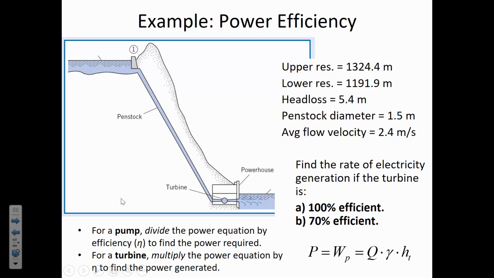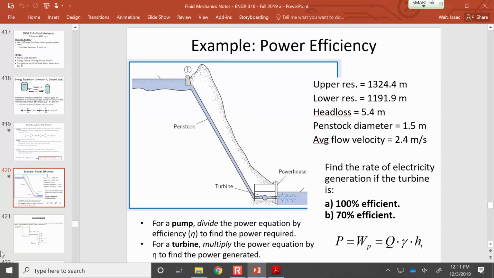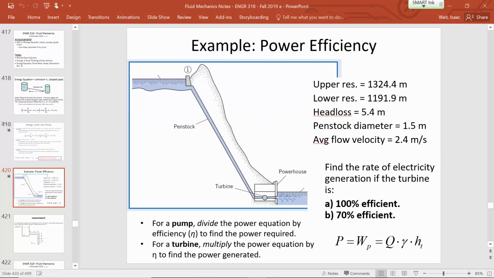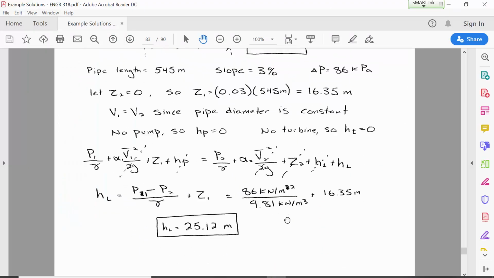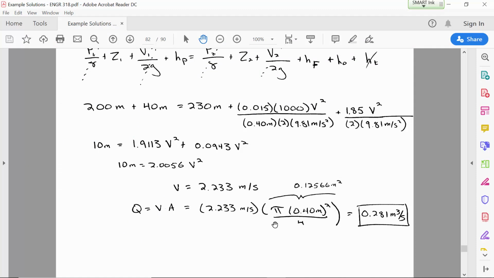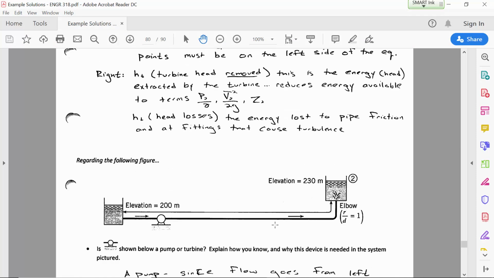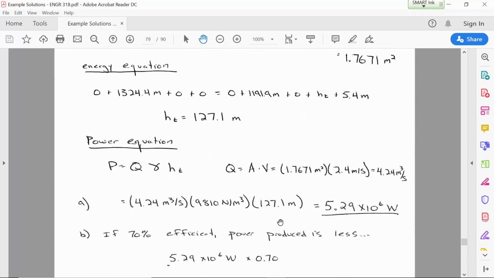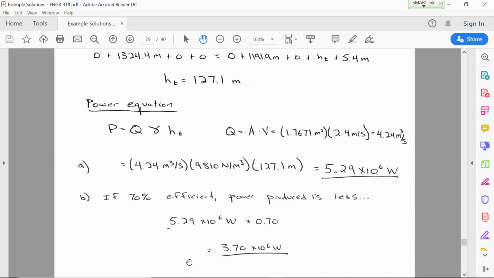So in this case, for the 70% efficient, let me just show you the calculations for that one. All right, 70% efficient, you just multiply the 5.29 megawatts by 0.7, so it would be 3.7 times 10 to the 6th watts is available if it's 70% efficient.